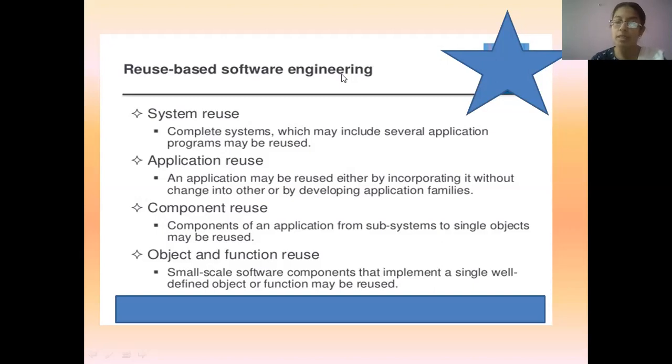Next is object and function reuse. Small-scale software components that implement a single well-defined object or function may be reused. It doesn't mean that we are applying the system or application in its whole form; we are just reusing an object and a function. An object is any data or field, in any form, and we can reuse that object, and also the function. A function could be any method or procedure which is implemented in a well-defined way. So we can reuse our functions and objects.